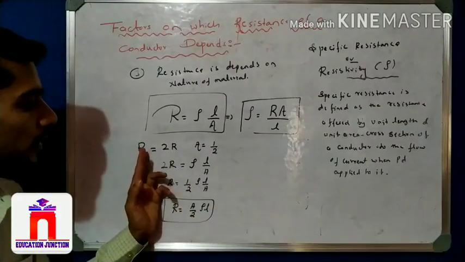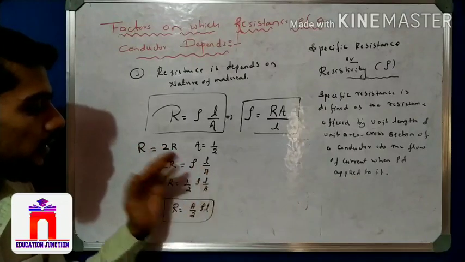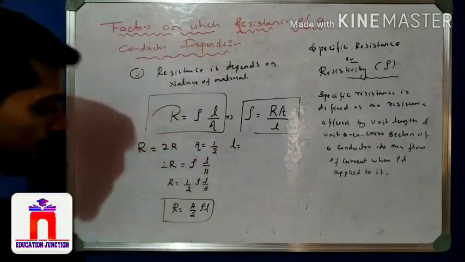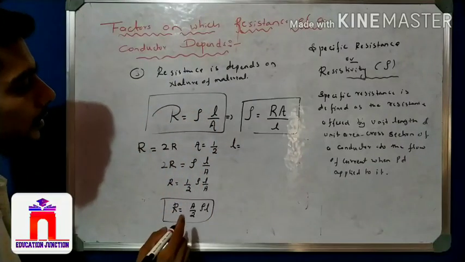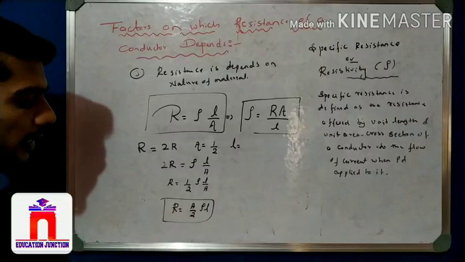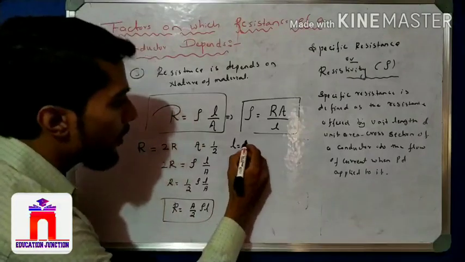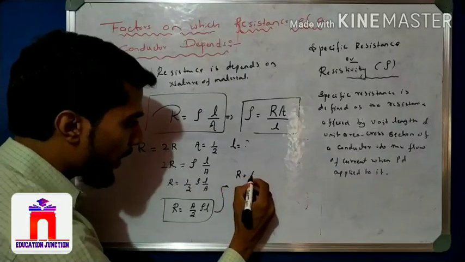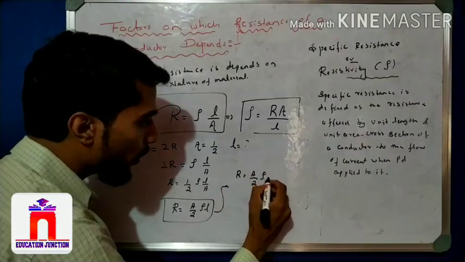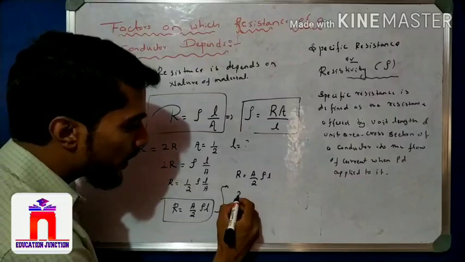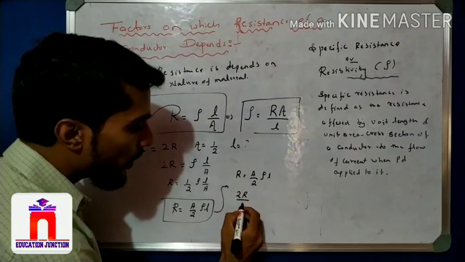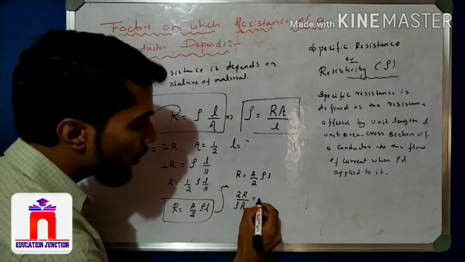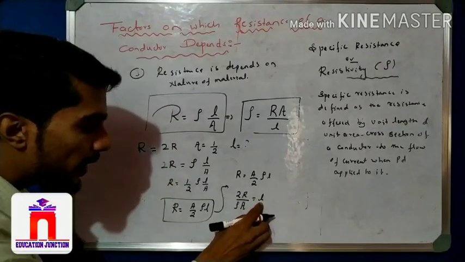Whenever the resistance doubles, the area is halved. What about length? Whenever the resistance is doubled, what about length? Observe length here. I can change this equation: R is equal to A divided by 2A into rho L. I required L, so 2 goes this side, divided by A, divided by rho is equal to L.